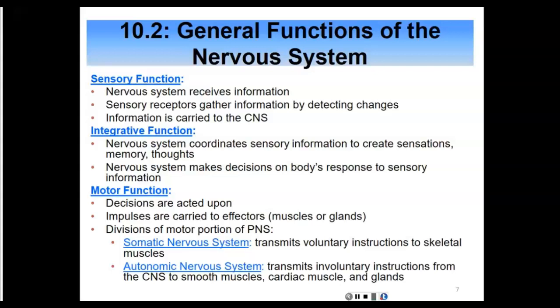That signal will then be sent down a neuron and carried to an effector, which is always going to be a muscle or a gland. Again, we have our somatic nervous system, which is going to be our voluntary instruction to the skeletal muscles, and autonomic, or automatic, you could consider it, but it's called autonomic. That transmits involuntary instruction from our CNS to smooth muscles, cardiac muscles, and glands.